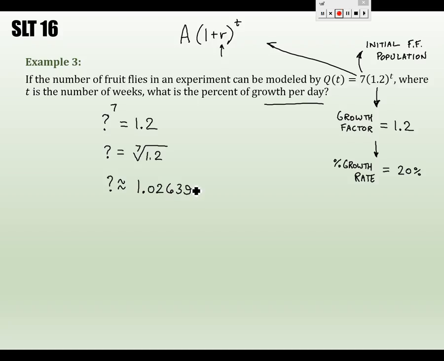Okay, great. So what was the question? What is the percent growth per day? So this is the growth rate per day. Each day you multiply by 1.02639. If you do that 7 times in a row, it's just the same as you having multiplied by 1.2. So what's the percent growth rate per day if you're just looking at the per day part? I think, if you can see it here, it's 2.639% per day.